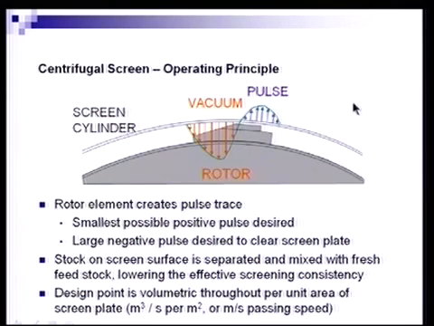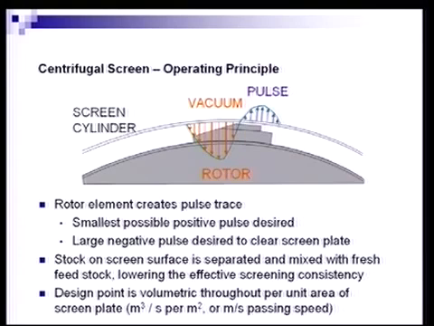All centrifugal screens use some sort of rotor. A rotor inside the screen plate will keep the screen plate clear. It will move the pulp from the feed end to the reject end, and of course it will achieve the desired effect of evening out the thickening factor and controlling the passing speed through the screen plate. Let's talk about each one of those things. The rotor will generate a pulse. There will be 2 basic components to that pulse. It'll be a positive and a negative.